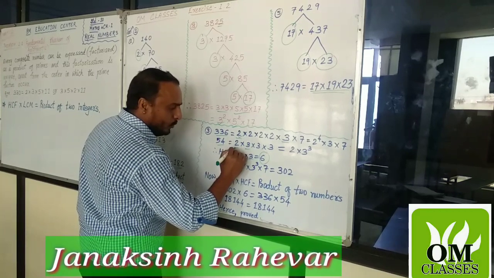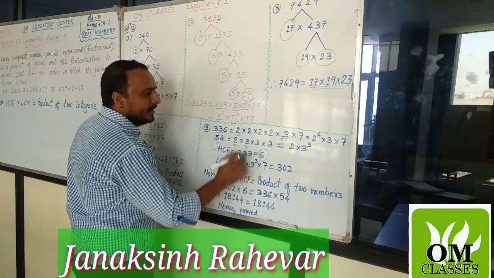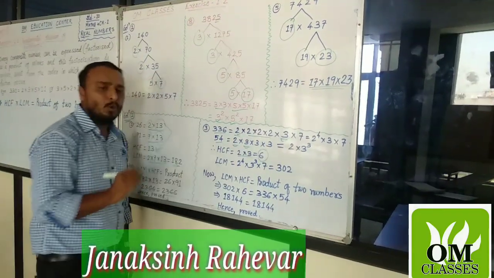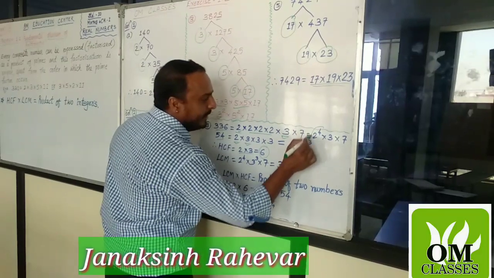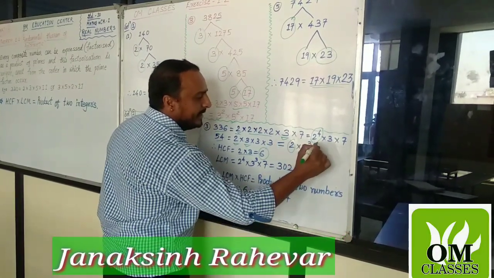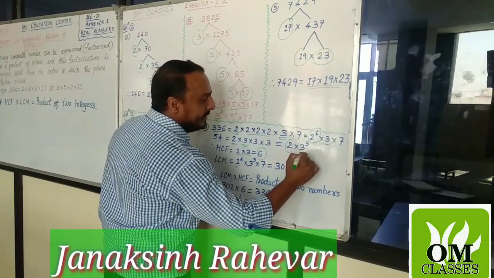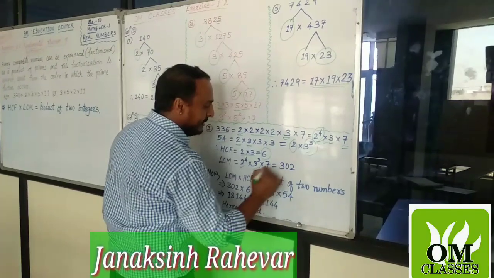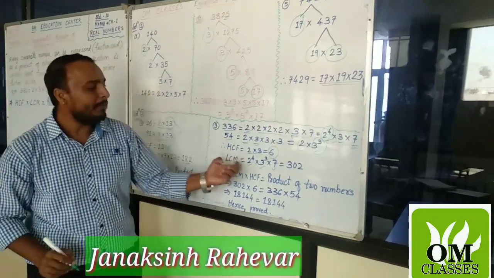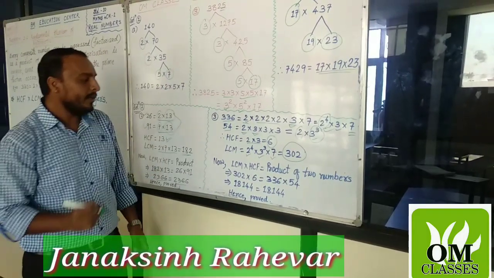We have to write 2, then we have to write 3. So 2 and 3 come once. Then the 2s: 2 raised to 4, or you can write the highest value. Which is the highest? 2 raised to 4. So we will write 2 raised to 4. Then 3 and 3 cube: 3 cube is greater, so we will write 3 cube. What is left? 7. So we will write 7. When you multiply all this, you will find the LCM.